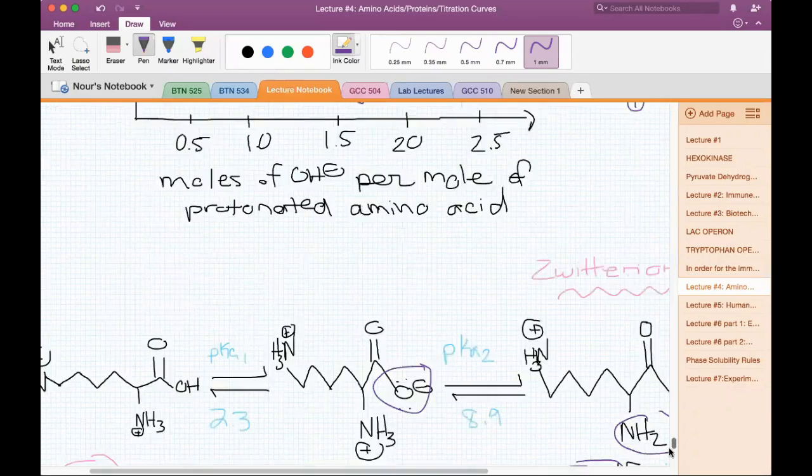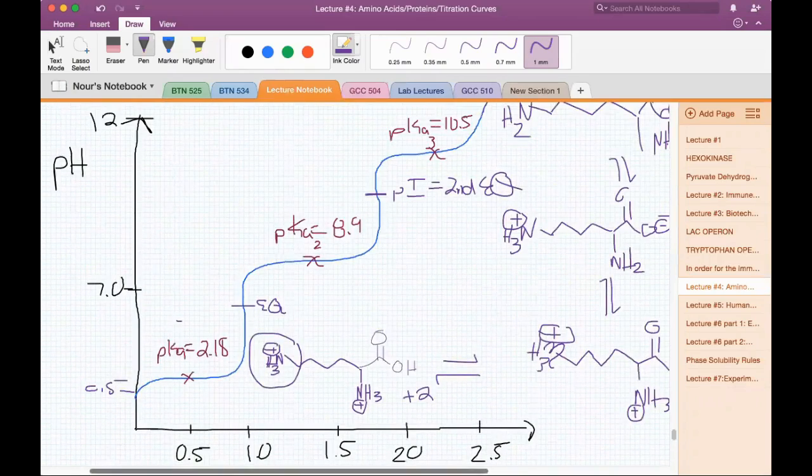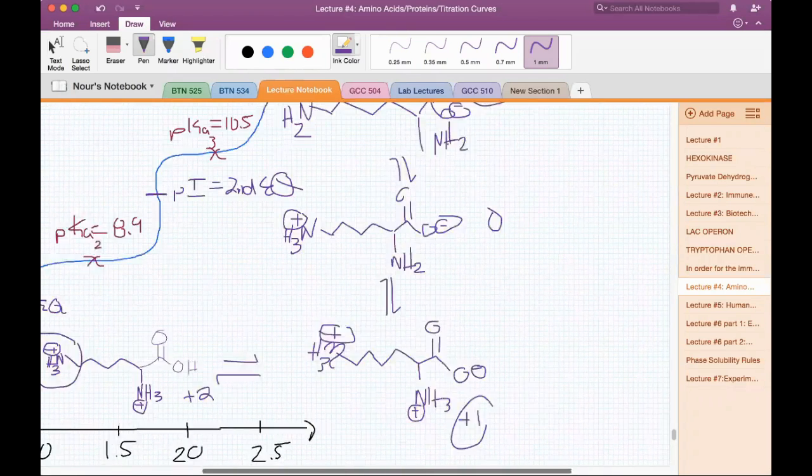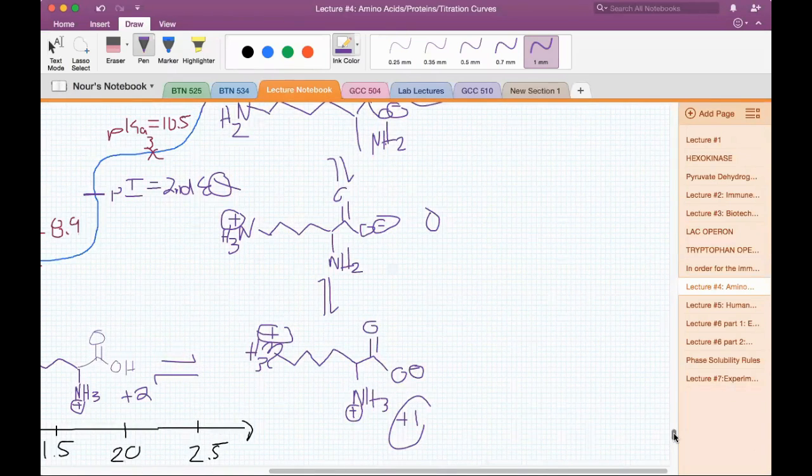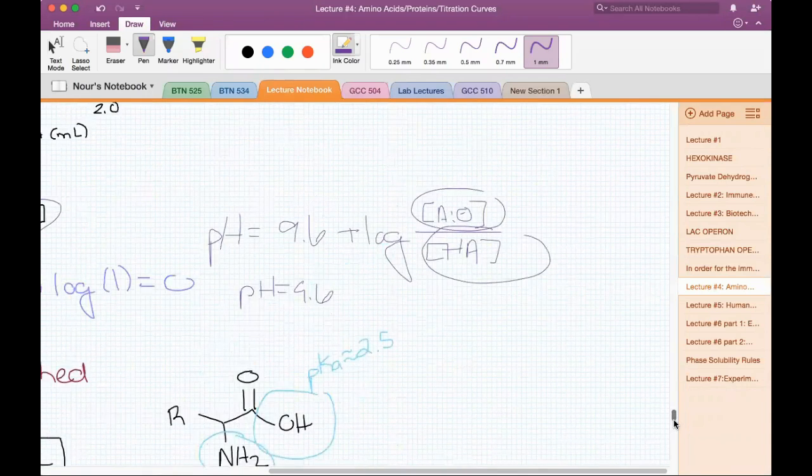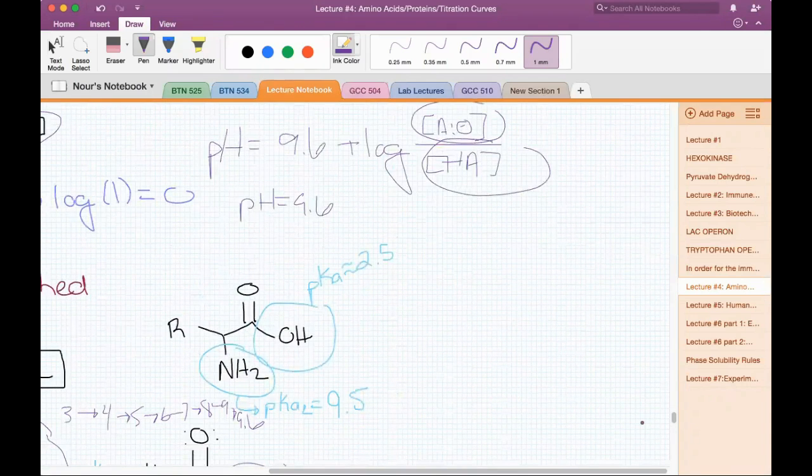So, do the titration curves make sense? I don't think I'm missing anything, am I? No, I don't think so. Do titration curves generally make sense, though? Is there anything that's confusing you guys? No? Okay, all right.